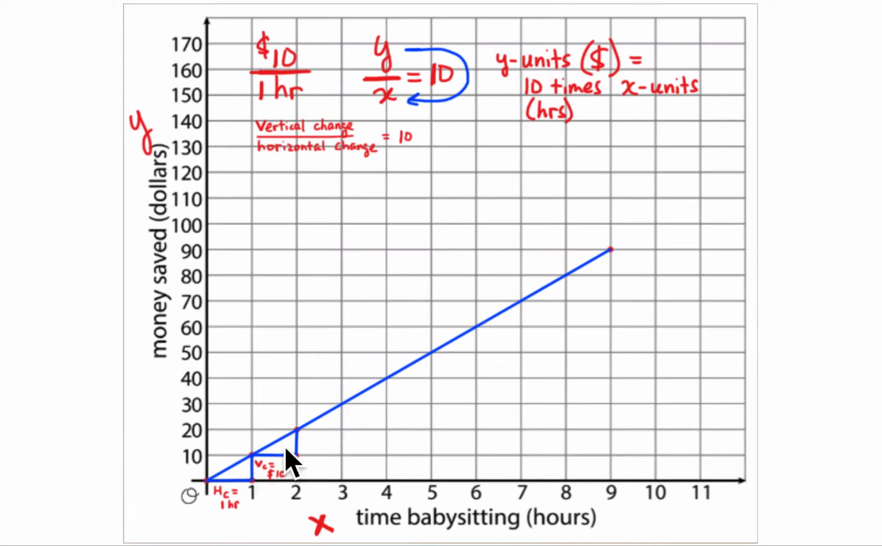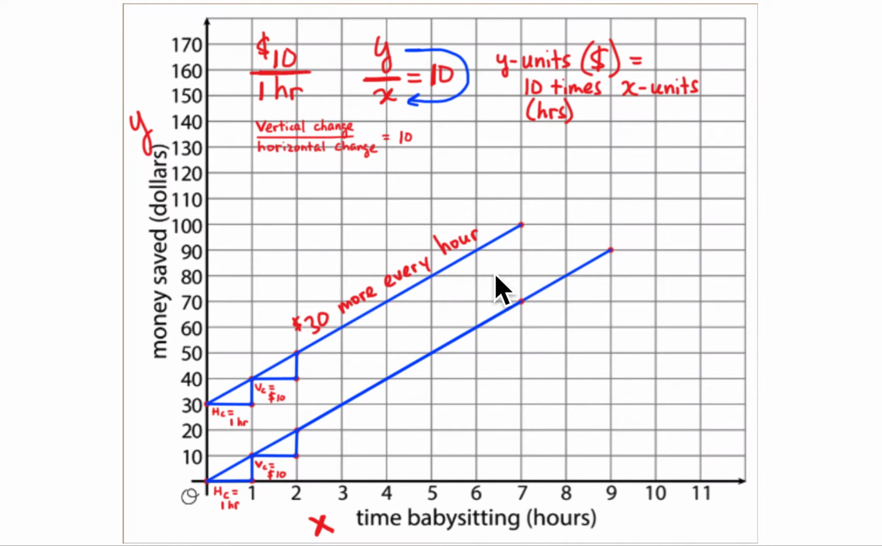Here's a slope triangle. You can imagine that's repeating all the way up, and the number of times that it repeats is the x value, the number of hours. So 5 times 10, 6 times 10, 7 times 10. You're going to have to repeat that slope triangle 7 times, or that slope 7 times. 7 times 10 would be $70.